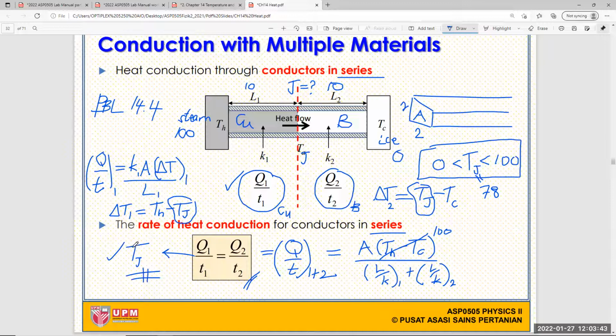Once you get your TJ, you can start to calculate Q over T. The heat rate should be the same for both number 1 and number 2. And you'll also be able to prove that this term is equal to the individual one, Q1 over T1, using the TJ values. So this is what we call the temperature at the junction.